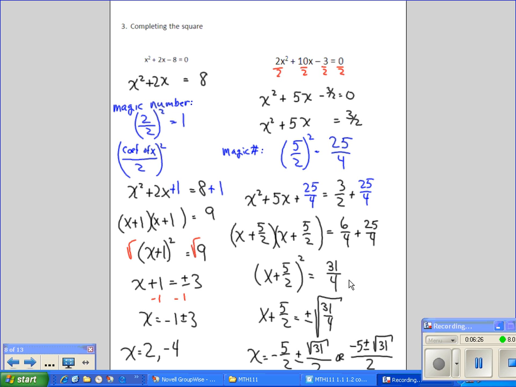Write it as a completed square, and we can now use the square root method. Square root both sides, bring the negative 5 halves over to the other side, and you can either leave it as two separate fractions or combine it, since we've got this common denominator, into a single expression.